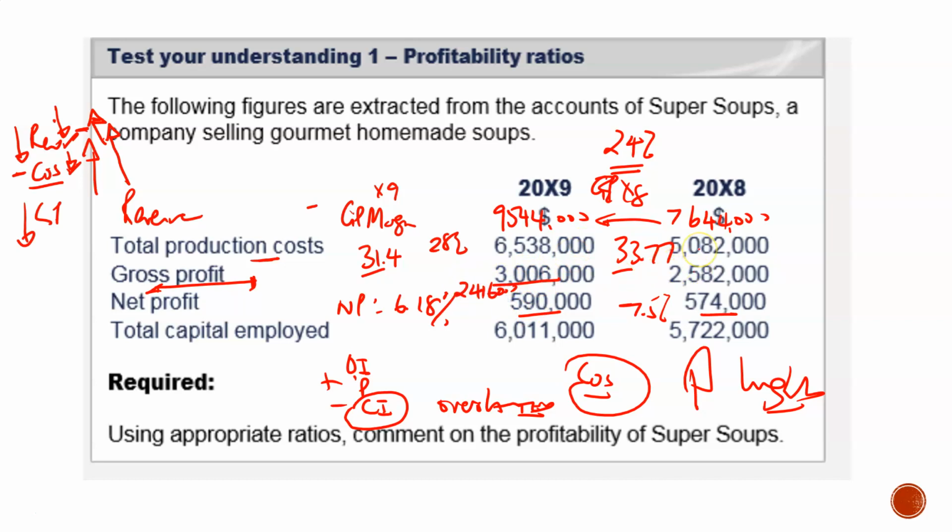I'll do the same thing here: 2582 minus 574, and I'll have 2008,000. Now I said to you last time, the best way to look at this is to look at it as a percentage of your revenue. What percentage of revenue is this taking up? So when you do 2416 divided by 9544, what you see is a 25% take up of overheads as a percentage of revenue.